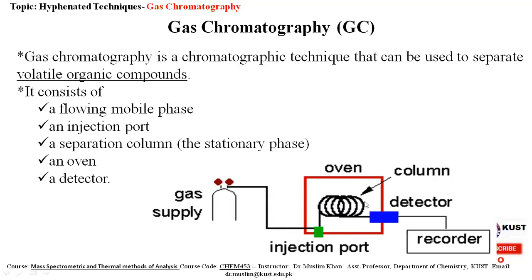This column is seated in the oven. This is a thermostat oven which controls the temperature of this column. So you can increase or decrease or keep constant the temperature of this column. Then when the effluent is coming out of the column, it is going to the detector, and also this whole system is connected to the recorder where it is recorded.